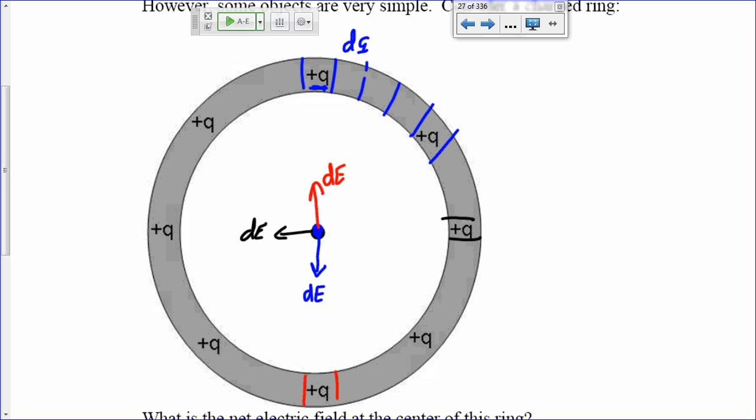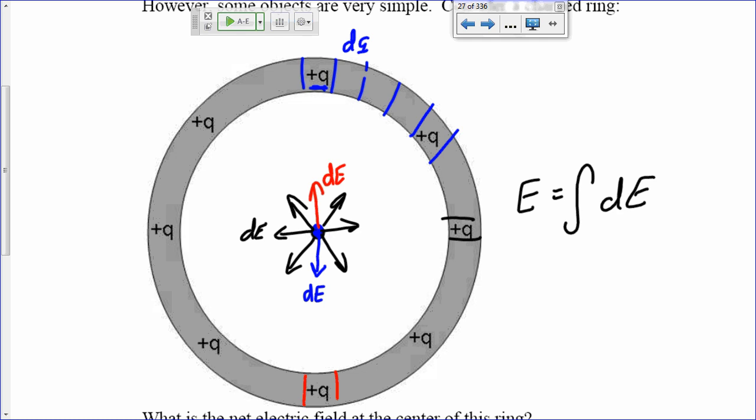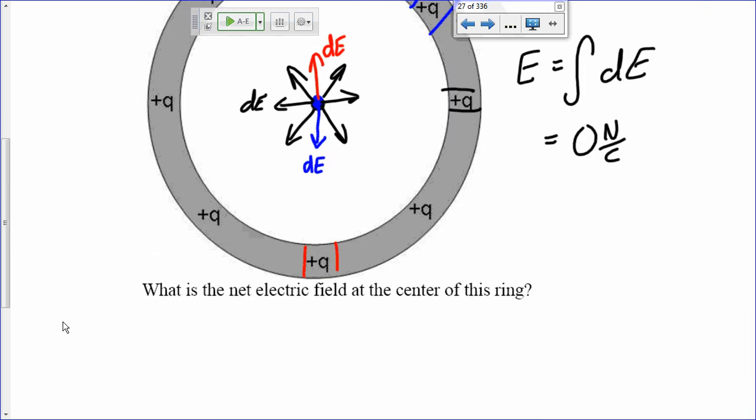So what's your net electric field going to be in this case? 0. It's going to be 0, because if I go all the way around, I'm just going to get a bunch of vectors that are all opposite in direction but equal in magnitude. So the net electric field, which is going to be the sum of all of those differential elements for dE, since they're all in opposite directions, is going to equal 0. So the electric field at the center of this ring is 0 newtons per coulomb. And next time we're going to do that for a few different scenarios.